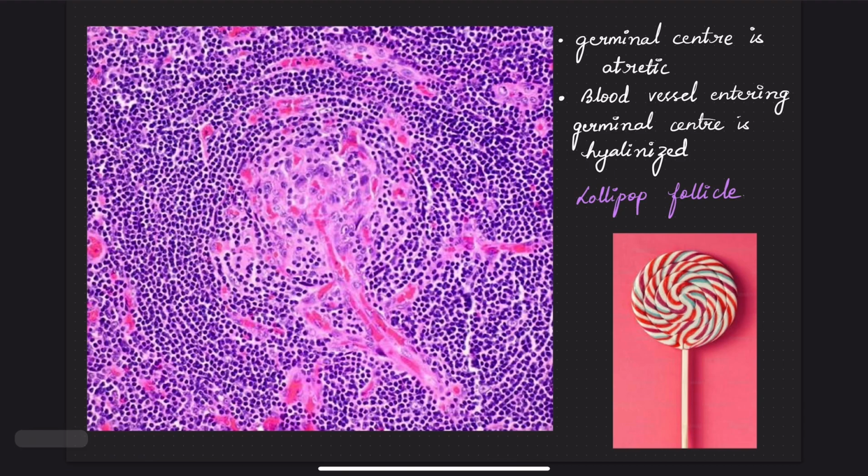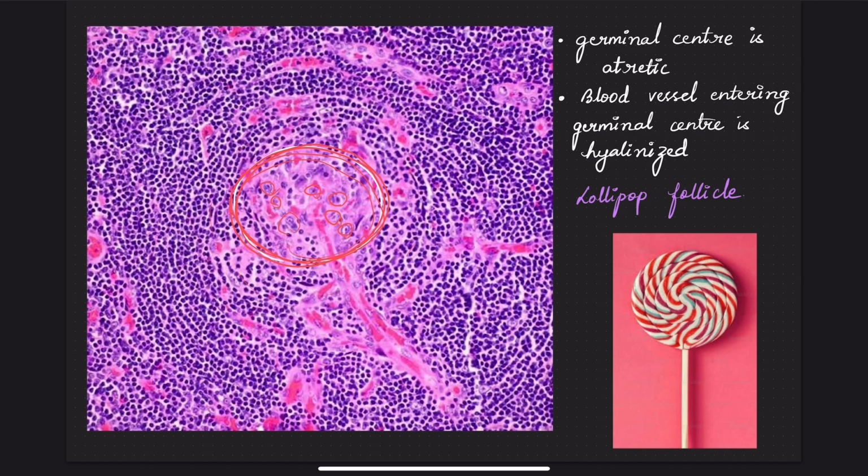And when you zoom in into each follicle, this center is the germinal center, which is smaller in size. It appears atretic, that means about to disappear, or it gives the appearance of a closure. So an atretic germinal center surrounded by these lymphocytes. This germinal center also shows large cells. These are the follicular dendritic cells. The germinal center is rich in follicular dendritic cells, and you can appreciate a blood vessel entering into the germinal center.